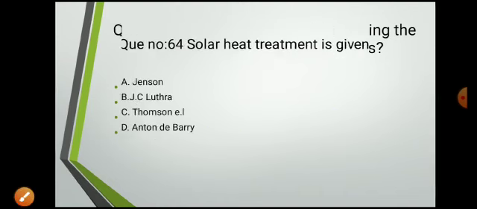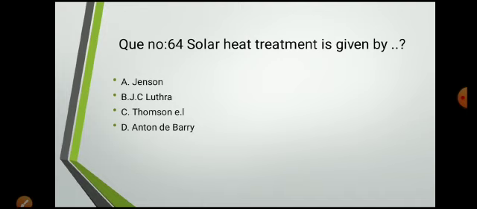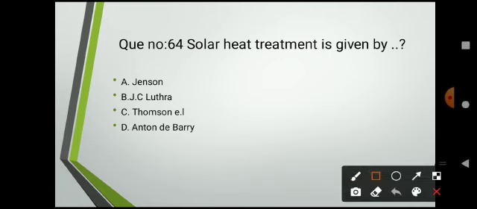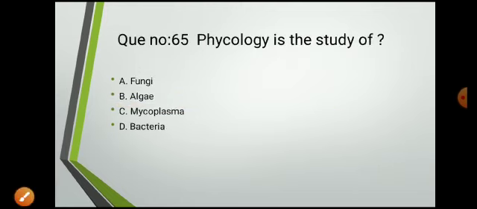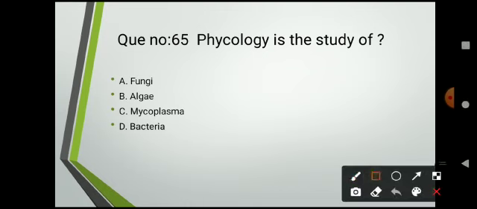Question number 64. Solar heat treatment was given by. Options are Jensen, J.C. Luthra, Thomson, Anton de Bary. The correct option is option B, J.C. Luthra. He proposed the term solar heat treatment. Question number 65. Phycology is the study of. Options are fungi, algae, mycoplasma, and bacteria, and the correct option is algae. Phycology is the study of algae.